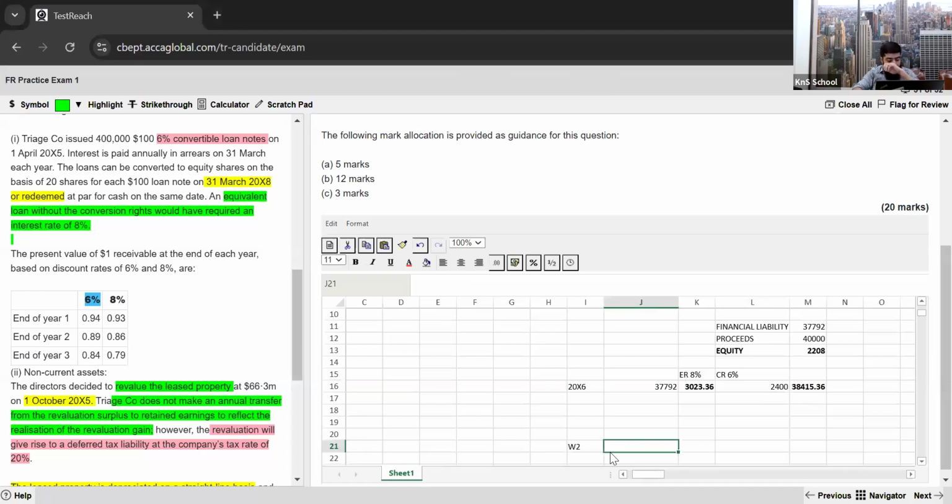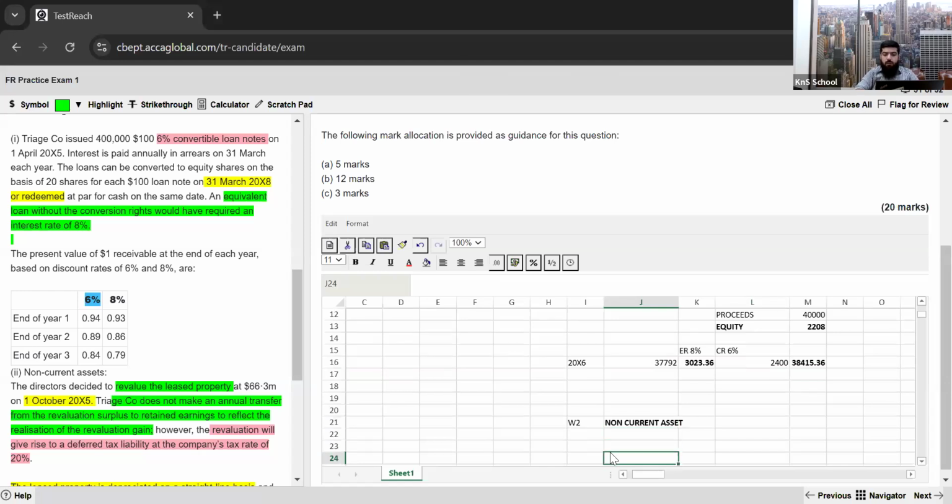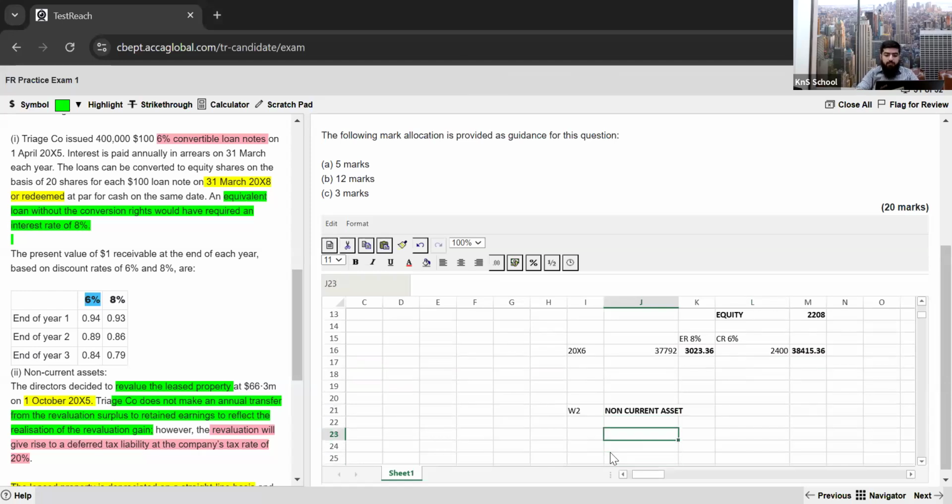Now, working two is for the non-current asset. First of all, we are revaluing the asset. Now, how do we revalue the asset? We need two things.